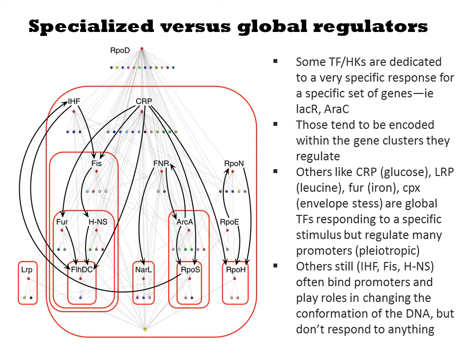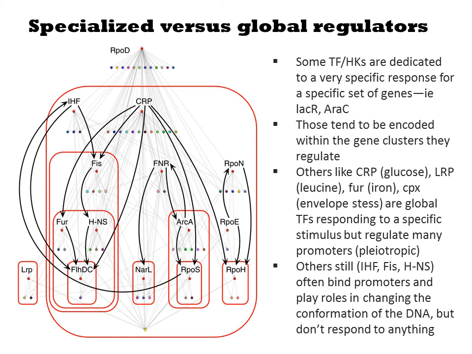Some transcription factors, like LacR and AraC, respond to very specific chemical stimuli, which in this case is lactose and arabinose, and in response they control a specific set of genes associated with degrading those chemicals. In those cases, the transcription factors tend to be included in the gene clusters associated with the processes they control.